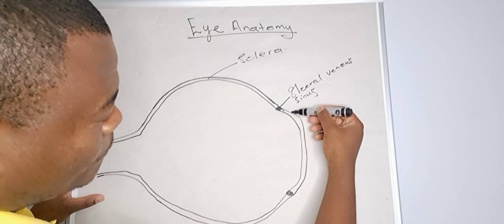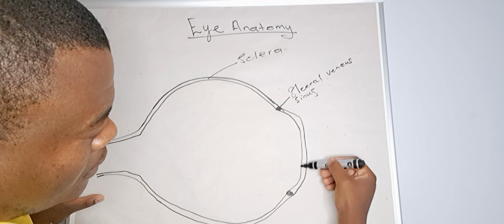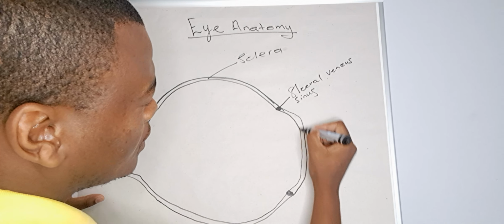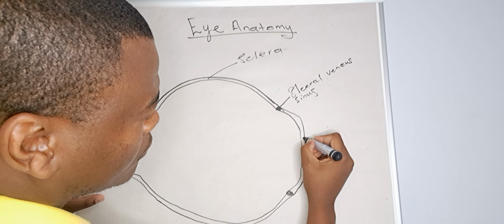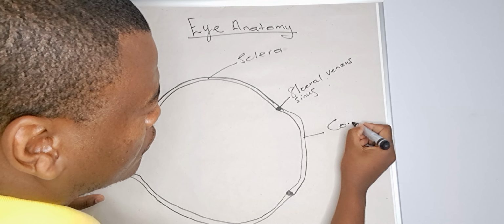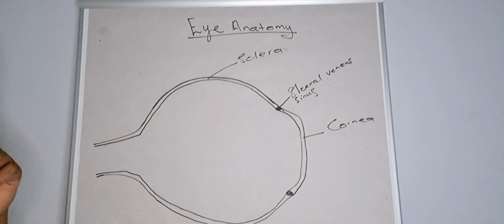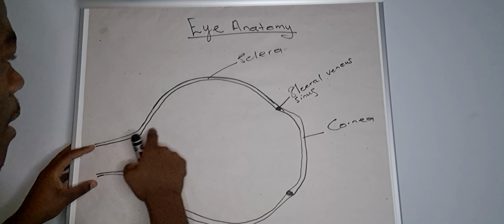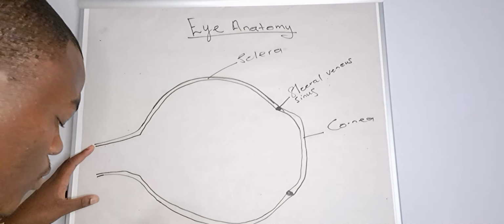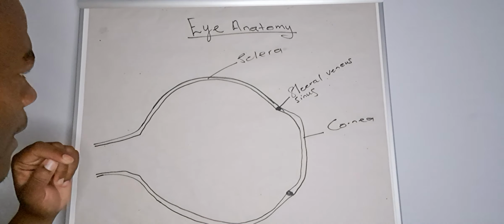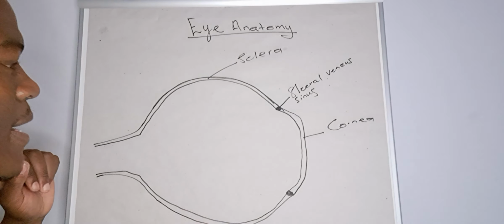And then this front part, we call it your cornea. Do you see that we have the first layer of our eye? So what is our second layer, and then what is the function of our second layer?